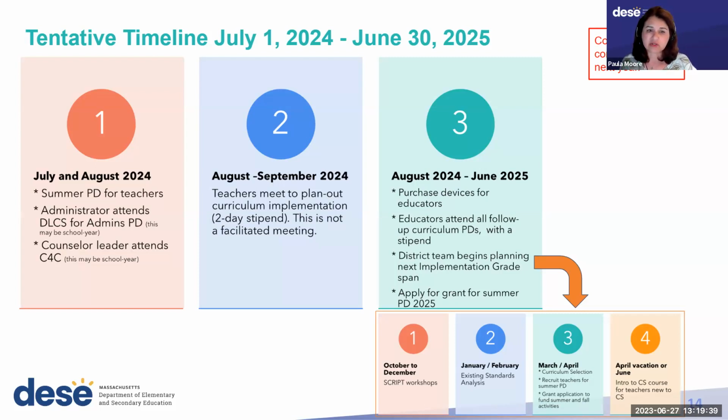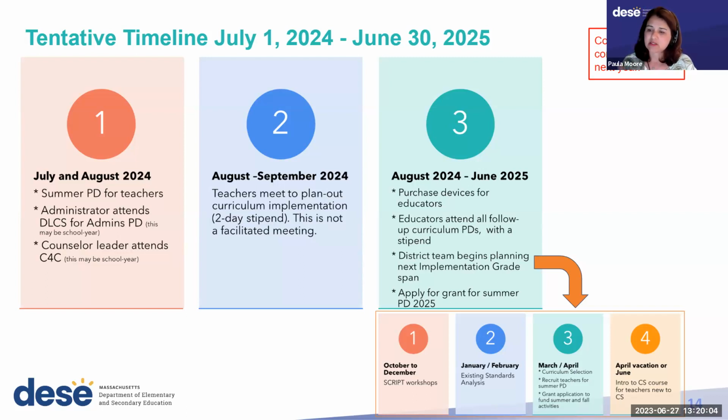In August or September, teachers will have a chance, if they so choose, to have a 2-day stipend to meet together within that school, working on that same curriculum, to really plan out how they're going to implement it during the school year. This is not a facilitated meeting by the grant. It just provides funding for your teachers to meet.